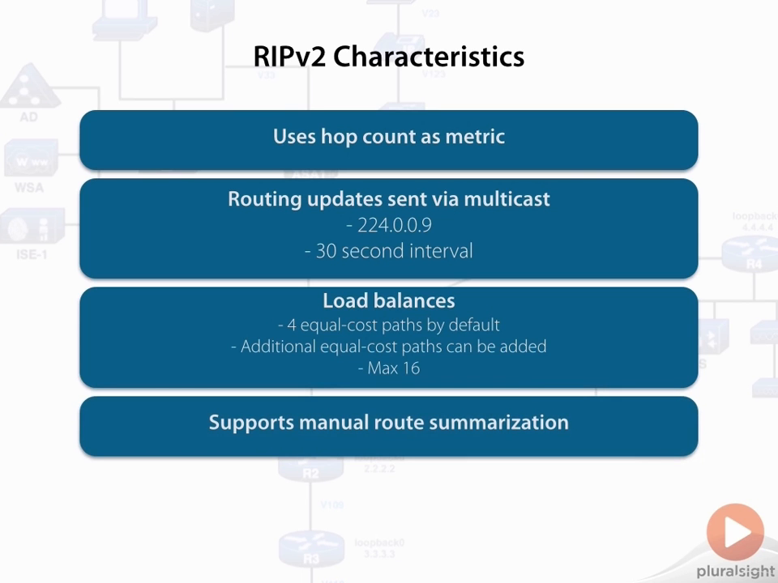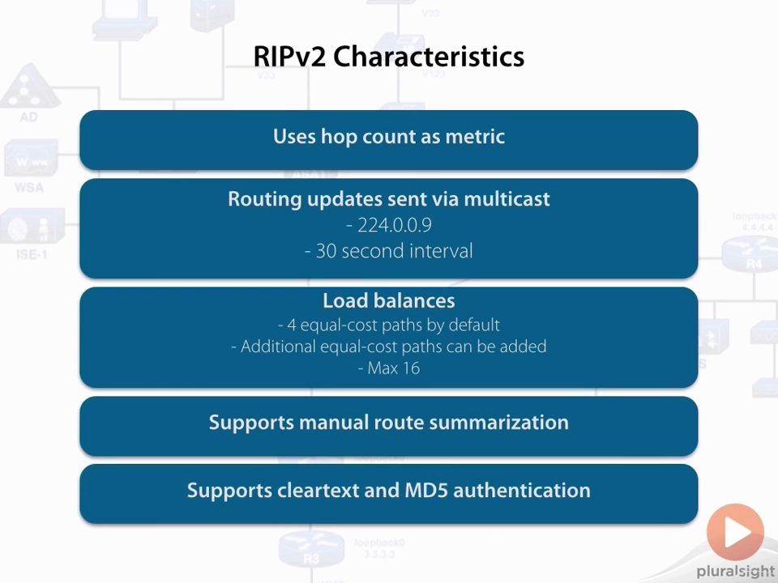Now, RIP version 2 does support manual route summarization as well. We can go onto the interface and we can configure a summary address. And if we do that, then we can control the summarization. We still need to issue the no auto summary command because by default, RIP is going to summarize at the classful network boundary. And finally, RIP does support clear text and MD5 authentication.